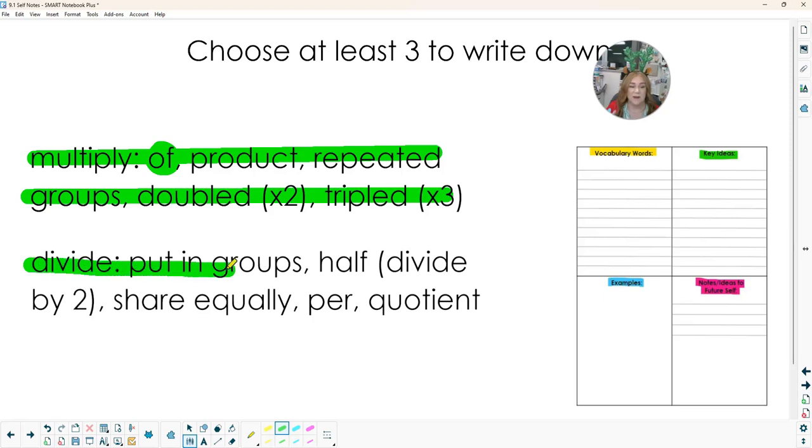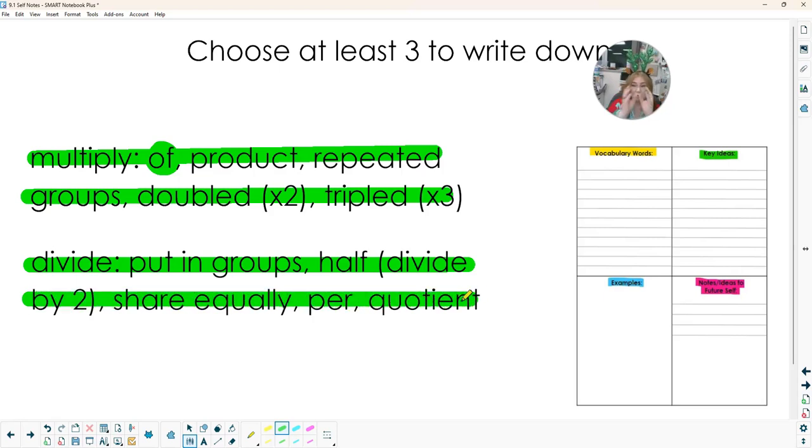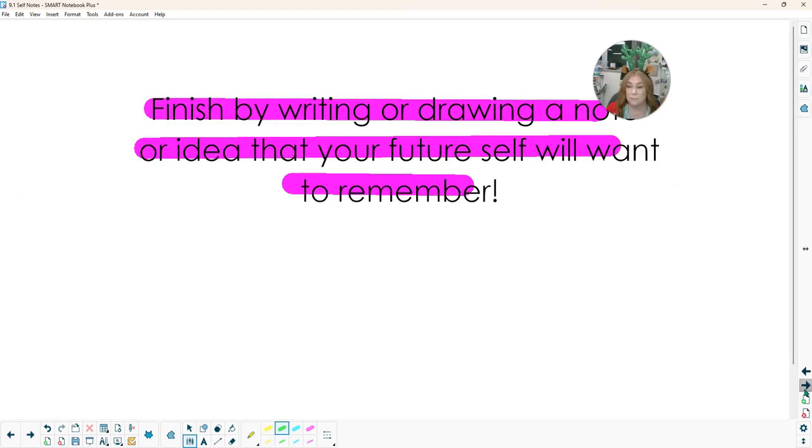And then we have divide. If we are putting things in groups, if you are halving something, that means divide by 2. You take it, you cut it in half. Now I have 2 pieces. If you are sharing things equally, per, that unit rate, how many per hour, how many per mile, and the mathematical word is quotient. So make sure you have at least 3 for each of those written down.